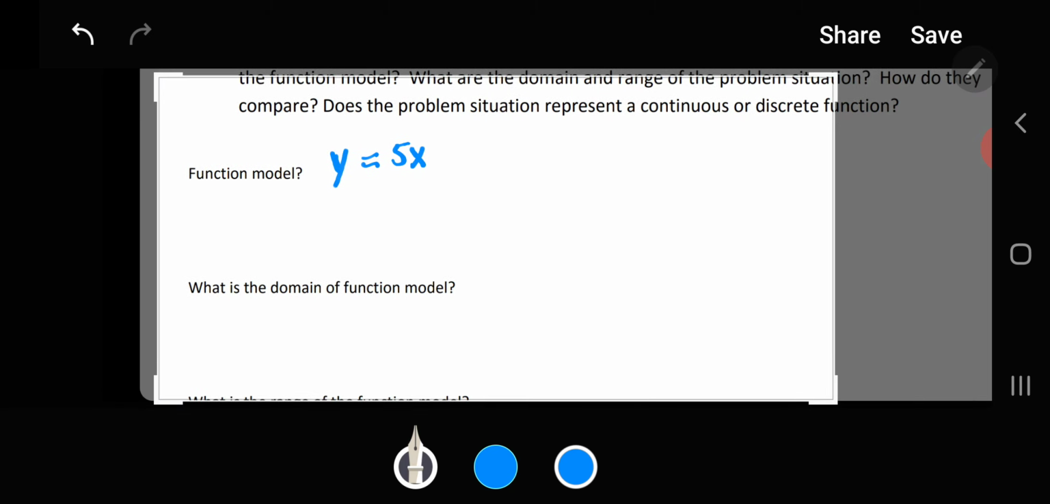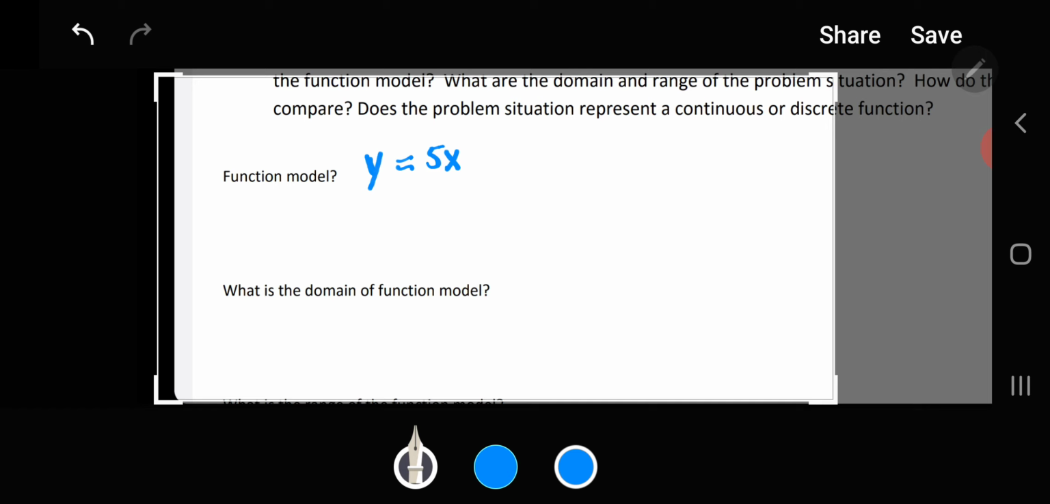Alright, what is the domain of the function model? Well, previously I told you guys, and this is what they're pretty much saying, the function model, they're just talking about the equation itself. And previously I told you guys, it's a linear equation without any restrictions, and right now we're just talking about the equation, so there are no restrictions. The domain would be x, an element of all the real numbers.